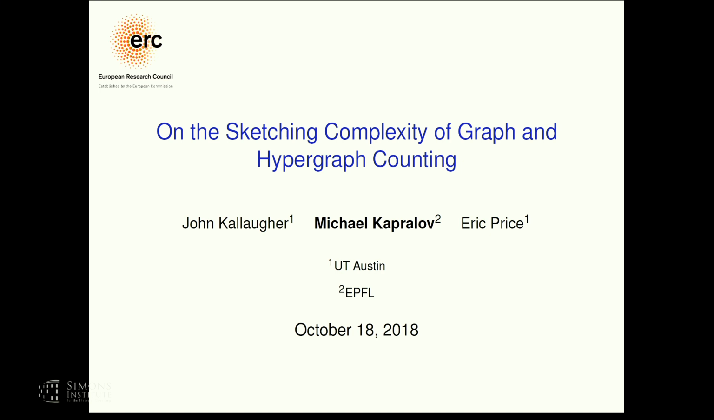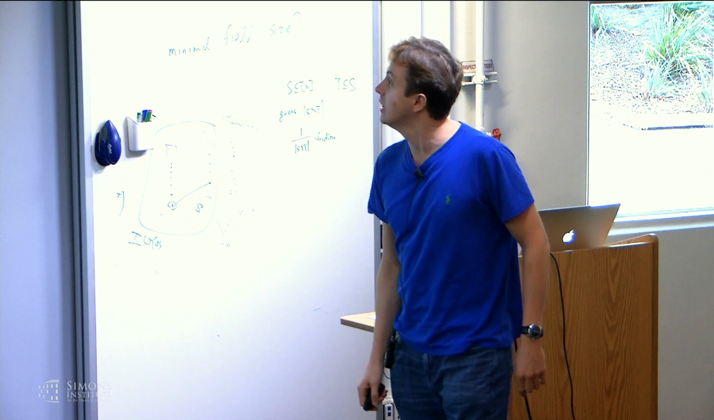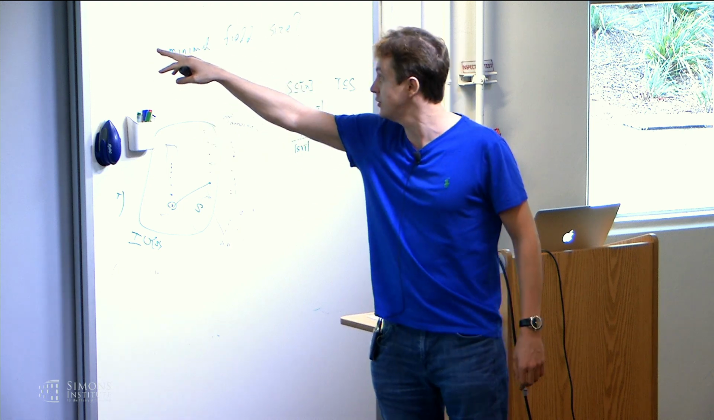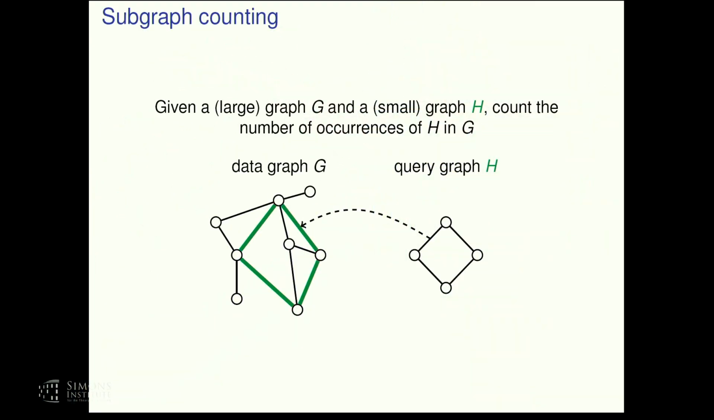I will talk about the sketching complexity of graph and hypergraph counting. This is joint work with John Kelleher and Eric Price, both at UT Austin. This is the problem that we want to solve. We're given a large graph, G, and a small query graph, H, such as the two graphs shown on the slide, and we want to compute the number of occurrences of H in G approximately.